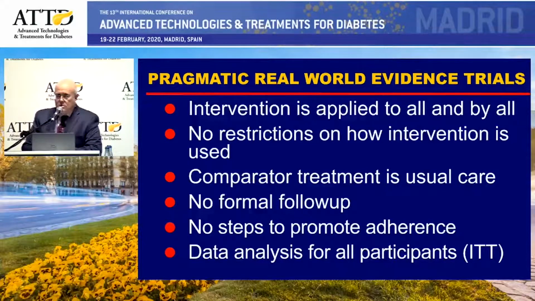There's not any restriction on how the intervention is used. Often in a randomized controlled trial, we're told that people have to have a certain A1C level. They can't have a history of a certain problem. In a real-world evidence trial, anybody can use the treatment. Anybody can prescribe it. They can prescribe it any way they want. The comparator treatment there is usual care. You're getting the treatment or you're not getting the treatment.